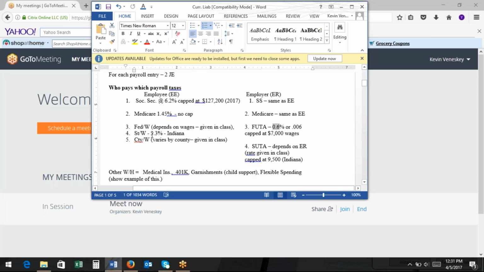So these are the main items that are taken out of your check, but there are other items that definitely can be taken out of your check as well.